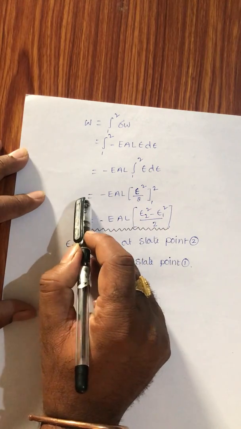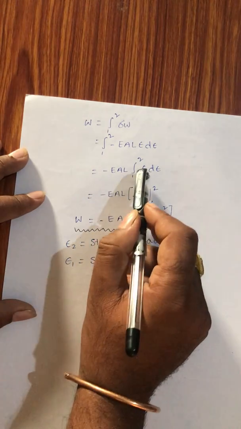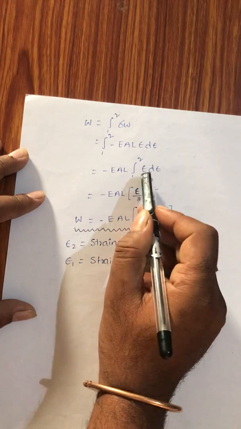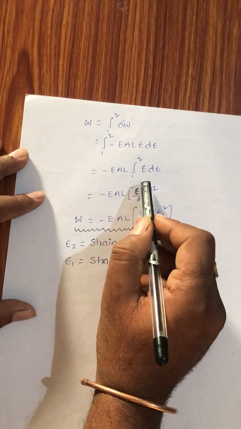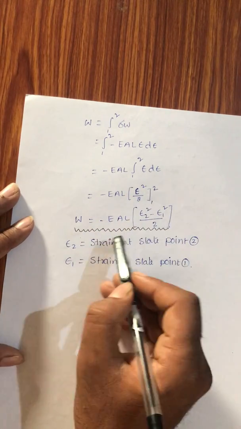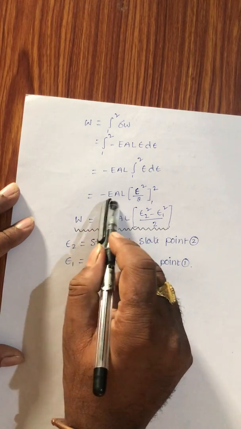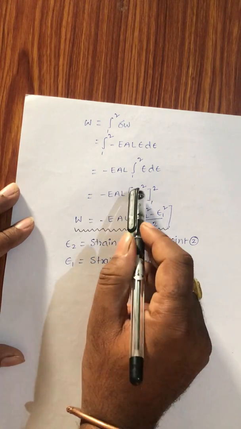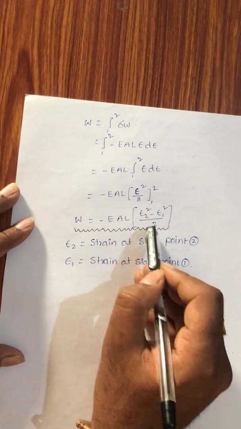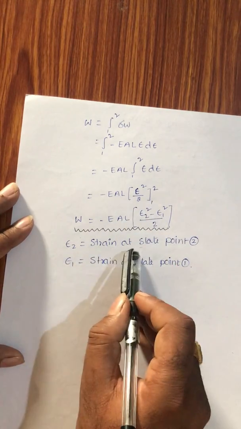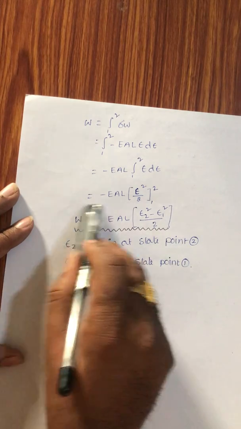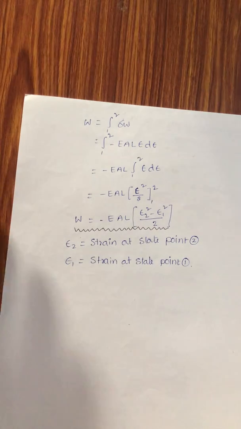Then W is equal to minus E A L into, it is like integral x dx, which becomes x squared by 2. Here x means epsilon, so epsilon squared by 2, with limits between 1 and 2. If I apply the limits, W is equal to minus E A L, upper limit epsilon 2 squared minus lower limit epsilon 1 squared, by 2. Epsilon 2 is the strain at state point 2, and epsilon 1 is the strain at state point 1. So this is the work in stretching a wire. Thank you very much.